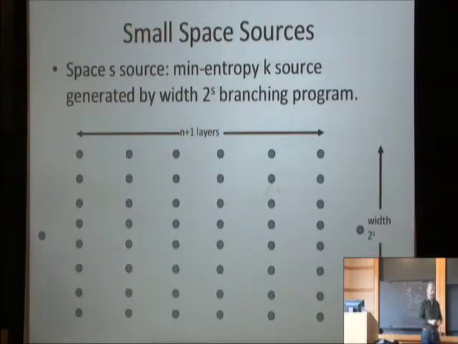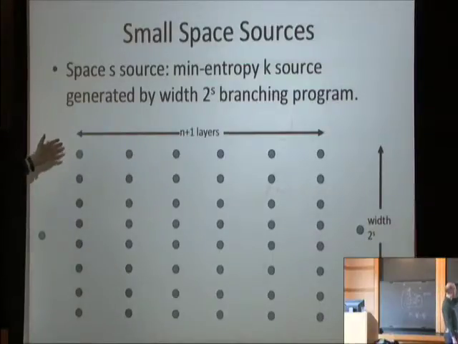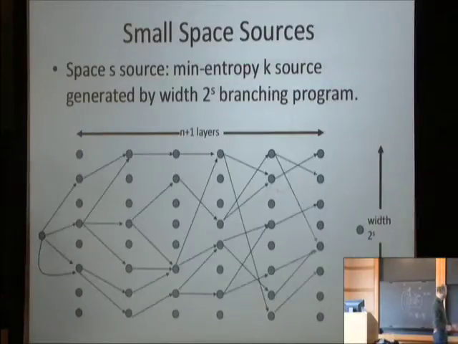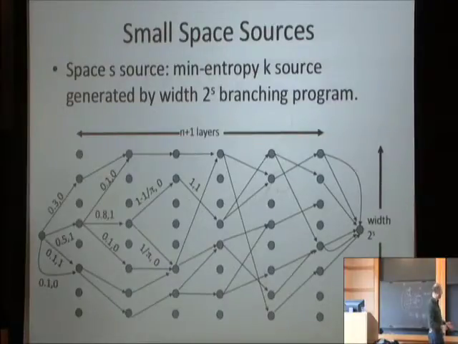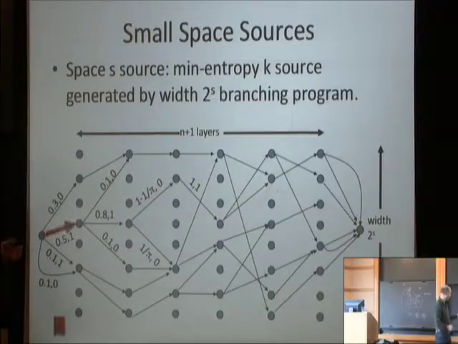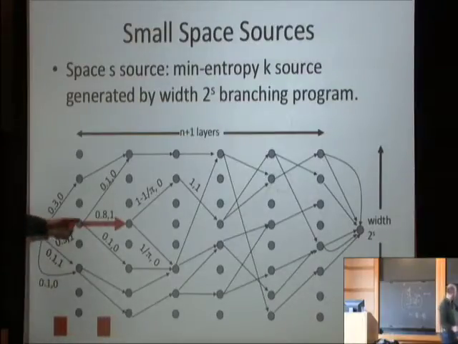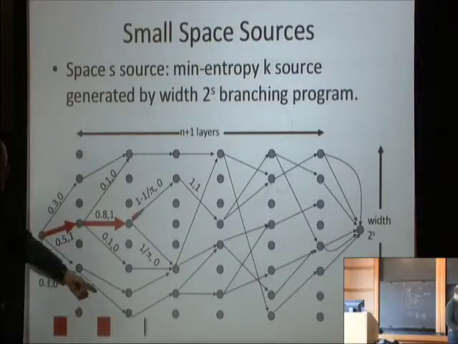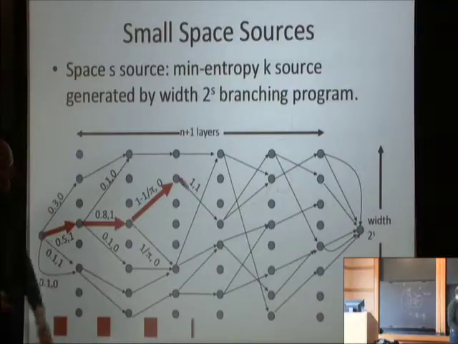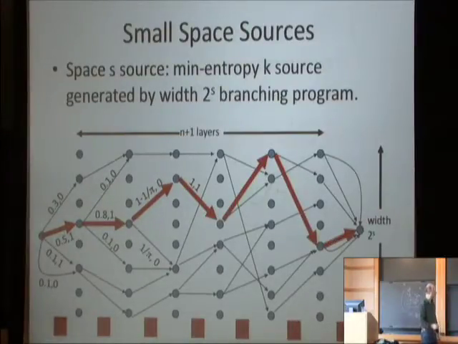So instead of limiting the time, you could also limit the space. Here we're going to have a min-entropy k-source generated by a small width branching program. So here's our branching program. There are some probabilities on the edges. With probability half, we took this edge and we output 1. With probability 0.8, we took this edge and we output 1. We took that edge, output 0, et cetera. And the question is, can we extract from such sources?